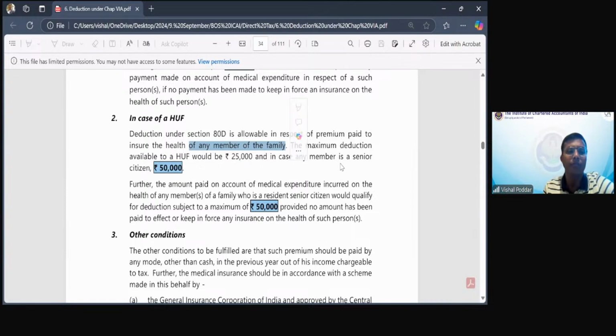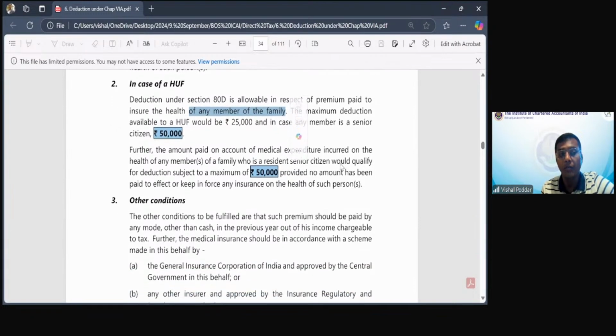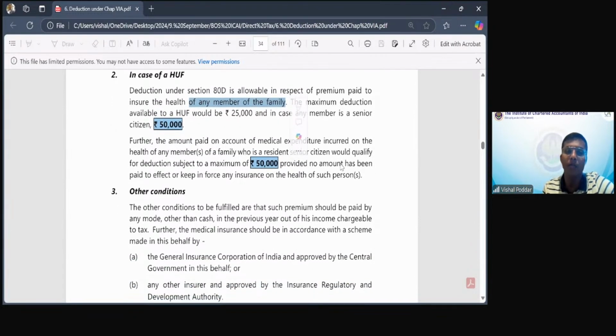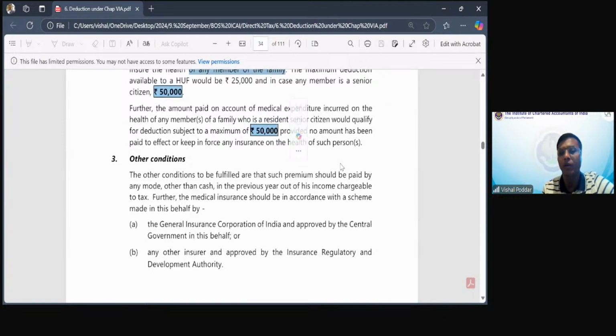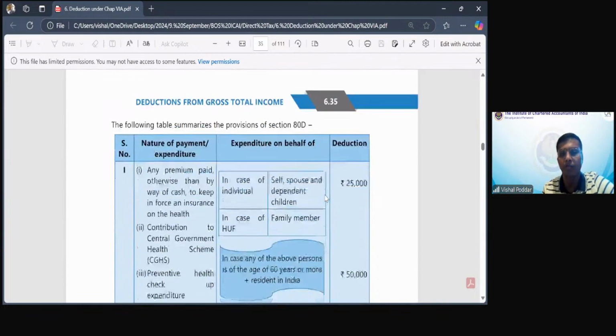However, if the family member is a senior person, the limit will be increased to 50,000. Again here also the same condition, that the insurance policy should be either of GIC or of any other insurer who is approved by the government in this behalf.